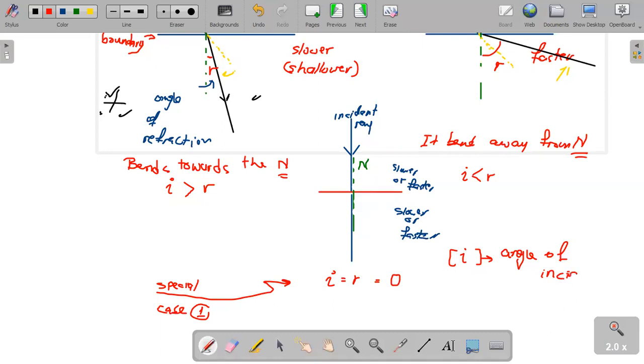Angle of incidence and R angle of refraction. You got it, Rafai? You got it?